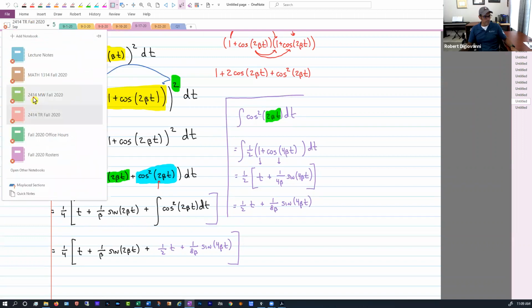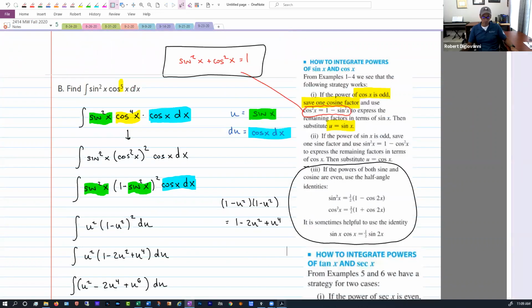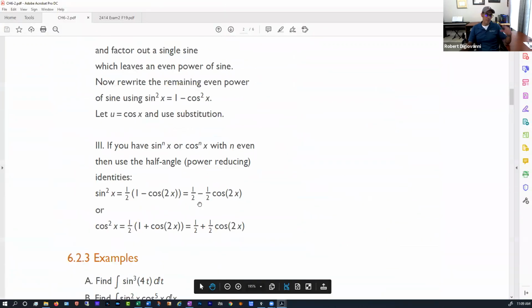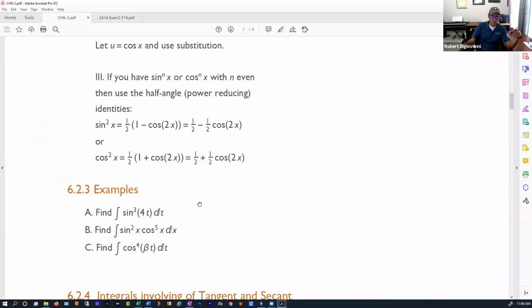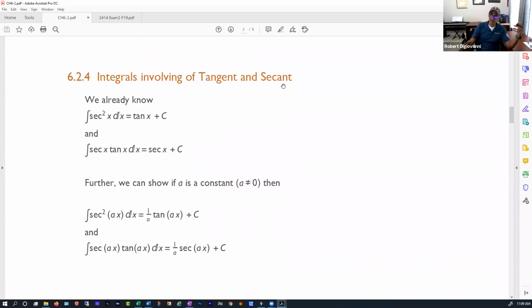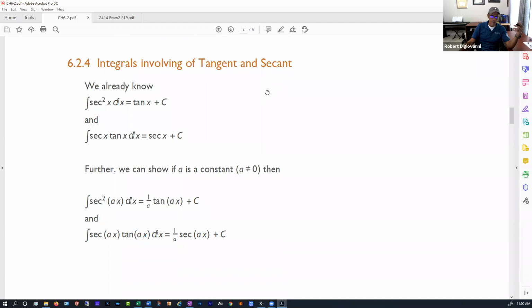Okay, we need to continue to move on through this section. So we've established a technique to attack trig integrals with sine and cosine in them. Now we shift gears and try to do trig integrals that have tangent and secant in them. And there are some things that we need to know going into this.